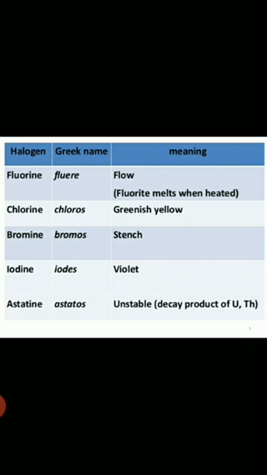Now students, let's go through the Greek names of the halogens. Fluorine has come from the Greek word fluore, which means flow. Chlorine is chlorus, which means greenish yellow. Bromine is bromos, which means stench. Iodine, iodes, violet. Astatine, astatos, unstable, a decay product of uranium and thorium. Right, so astatine is radioactive, that's why it's unstable, and it's a decay product of uranium and thorium.